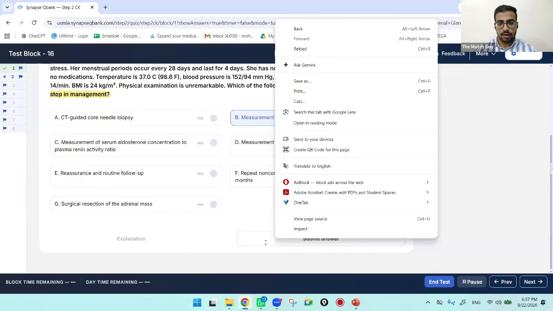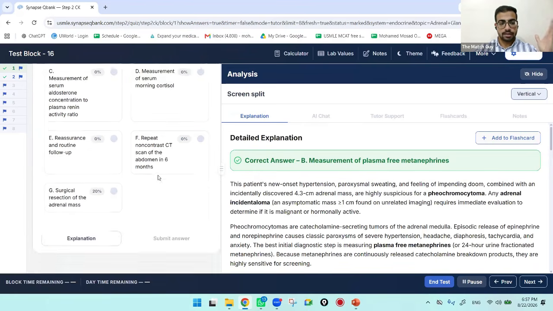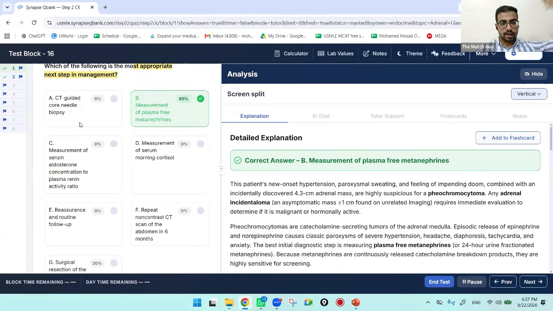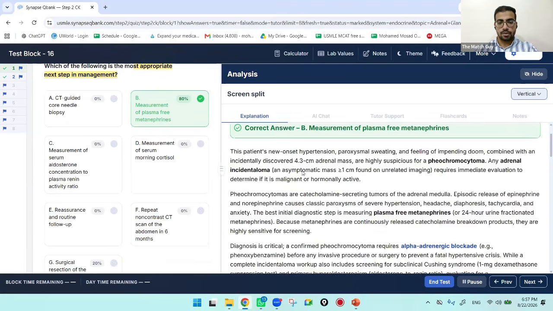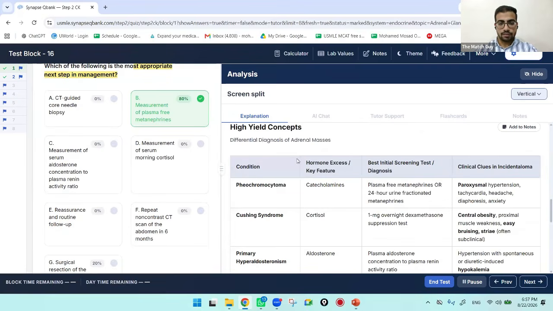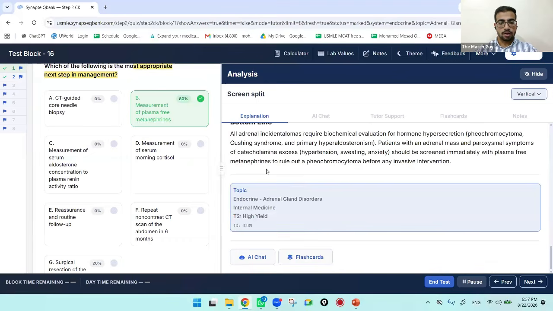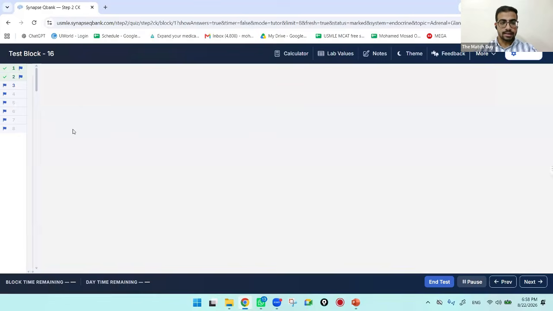Let's choose this answer and see why it is correct. Someone might tell me measurement of serum morning cortisol. Have you seen us mention serum morning cortisol in any of our three investigations to confirm cortisol excess or Cushing syndrome? No. So that's why this answer is incorrect. Others do not make sense; they are jumping a lot of steps ahead. So that's why this answer is correct. And all of the manifestations of adrenal masses, you have the pheochromocytoma, the Cushing, the primary hyperaldosteronism, and so on. All of the diseases that we discussed.